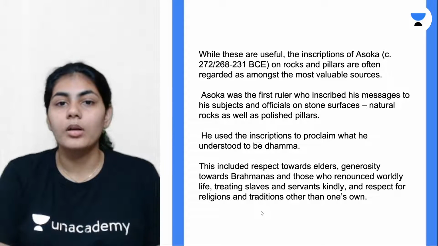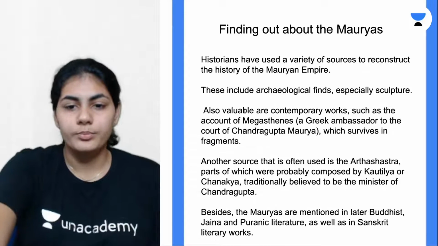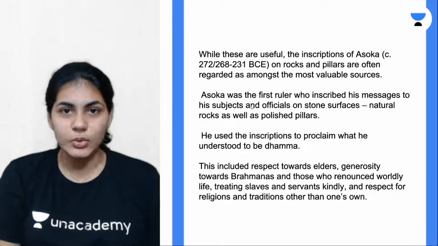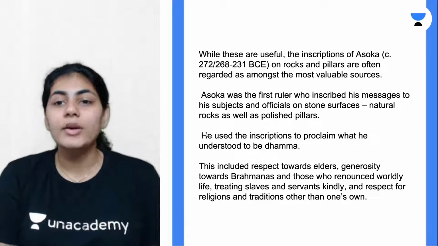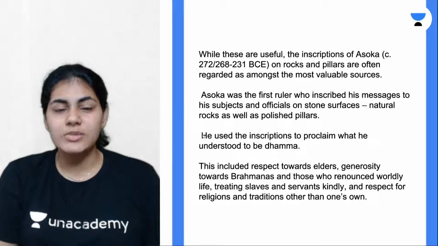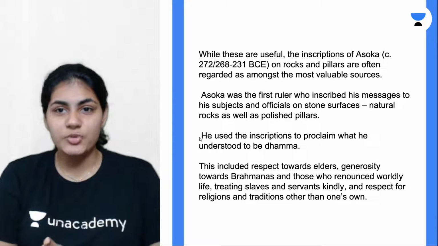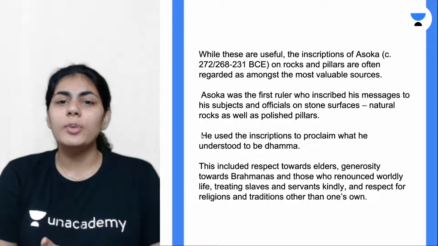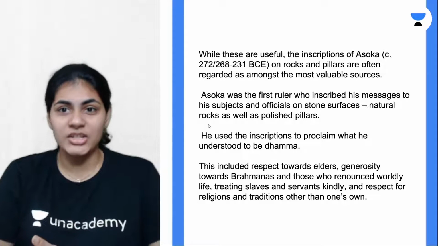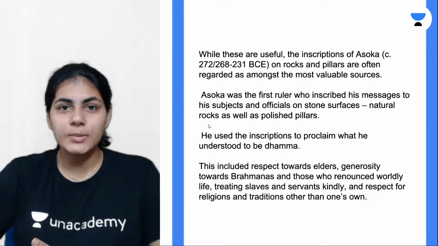So that's sources, right? Those are written sources. But on the other side, we also have archaeological sources, right? So what are some archaeological sources available? Number one, these are inscriptions, right? And to be very, very honest, Ashoka is one such ruler in ancient India who issued so many inscriptions, right?